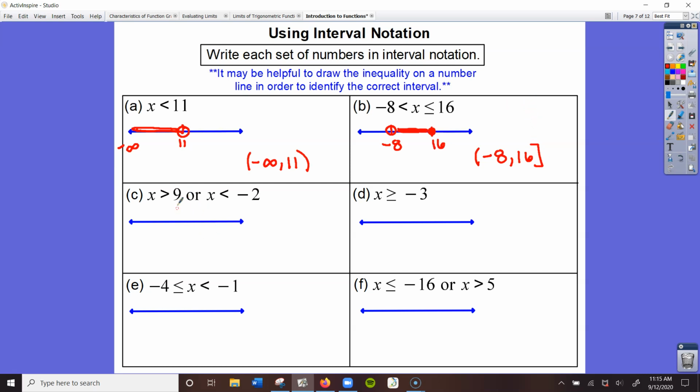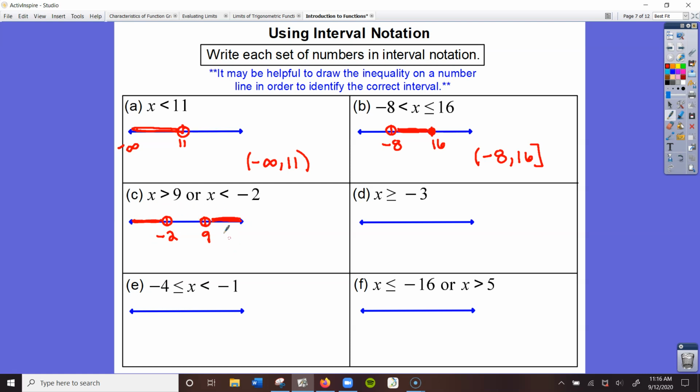For C, we have x is greater than 9 or x is less than negative 2. So I'm going to go ahead and put those numbers on my number line. Always make sure that they are in order from least to greatest. Neither number is included, so I'm going to use open circles. For this first inequality, x is greater than 9, so I would shade the right side. And for this second inequality, x is less than negative 2, so I would shade the left side.